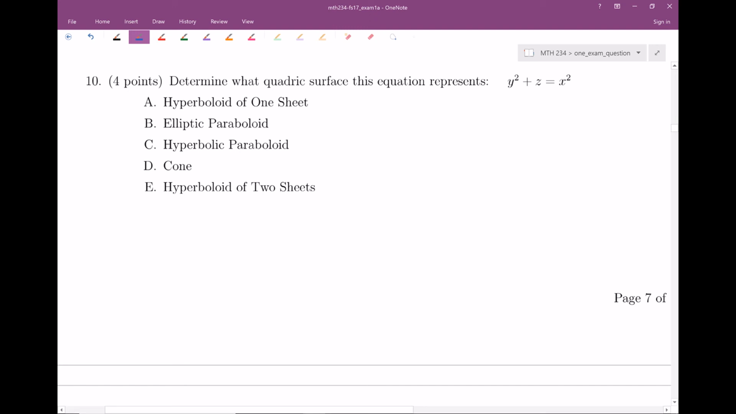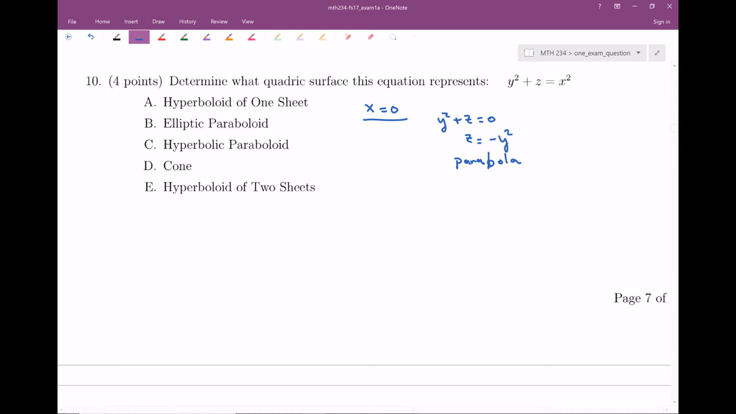All right, so let's start off with x equals 0. That's a classic place to start. So if x is equal to 0, let's see which kind of graph we get. I'm going to have y squared plus z is equal to 0. That's going to give me z is equal to negative y squared. So z is equal to negative y squared. This is going to be a parabola.